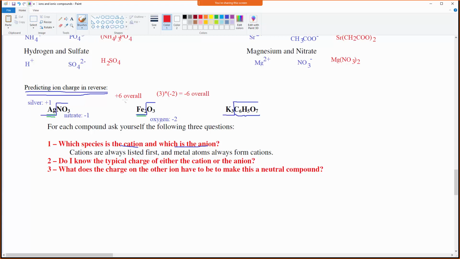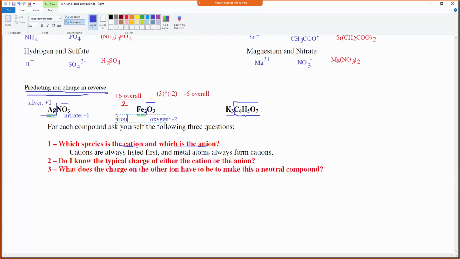You guys have got it. Perfect. So I could divide that by the number of ions there, 2, right? Because there's 2 irons. And that gives me the information I need to know that the iron ion in this compound has a +3 charge.